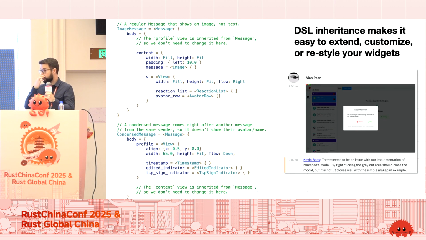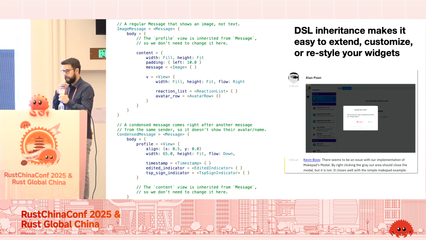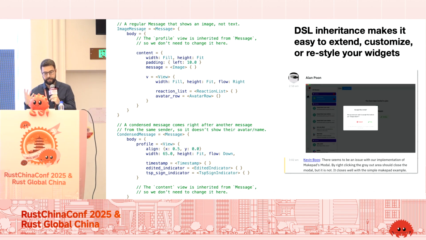So how do we avoid a lot of the pitfalls in Rust around the lack of inheritance, right? The Makepad DSL does support direct prototypical inheritance, which makes it really easy to extend and customize your widgets, or just restyle them if you want a slightly different modified version of one widget in a different context.